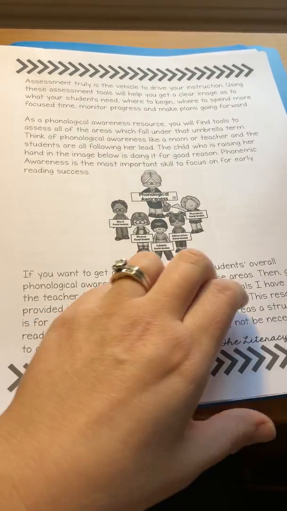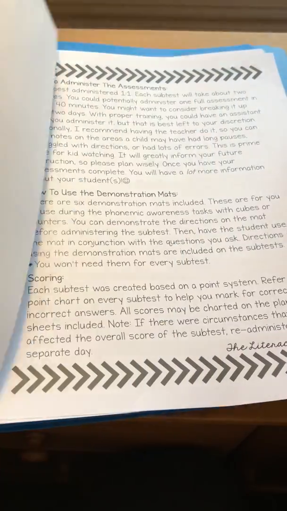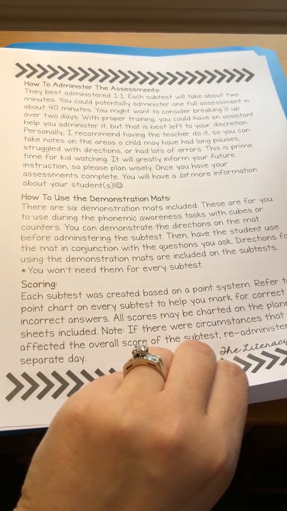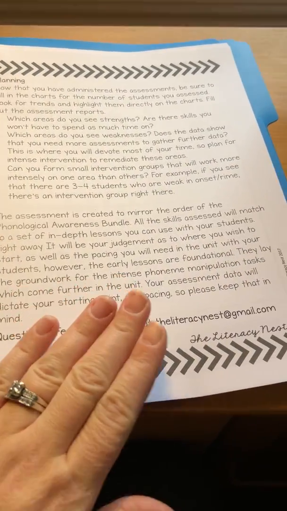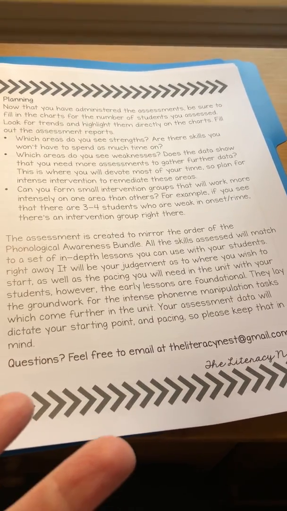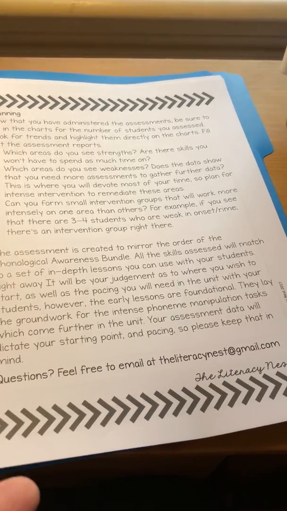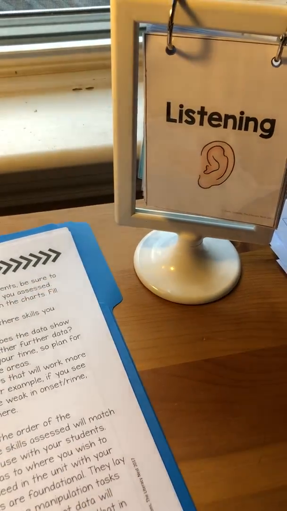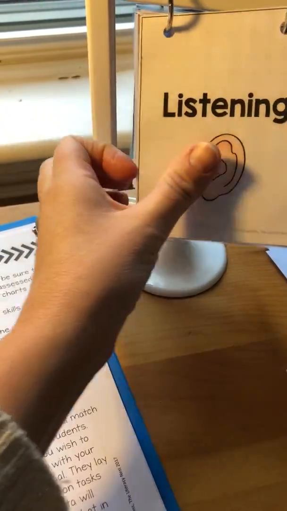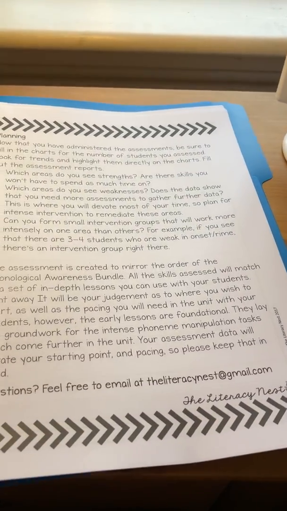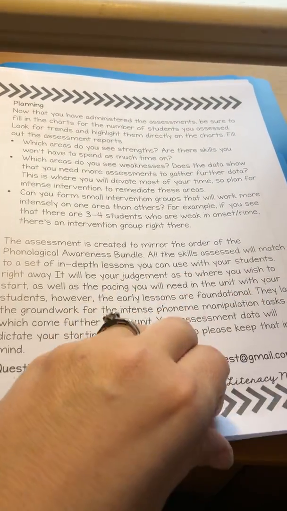The first few pages will give you some directions on how to administer it. And I really recommend that you try to do this one-on-one. That would be best. It will explain how to score it and then some of the steps to move forward, so that when you are ready to use the phonological awareness task cards right over here, I have mentioned those quite a bit, they have all the little lessons in them right there, then you'll really know where to begin. You'll get a nice starting point.